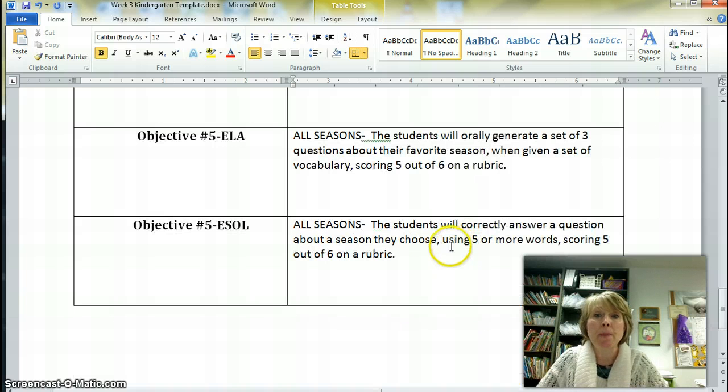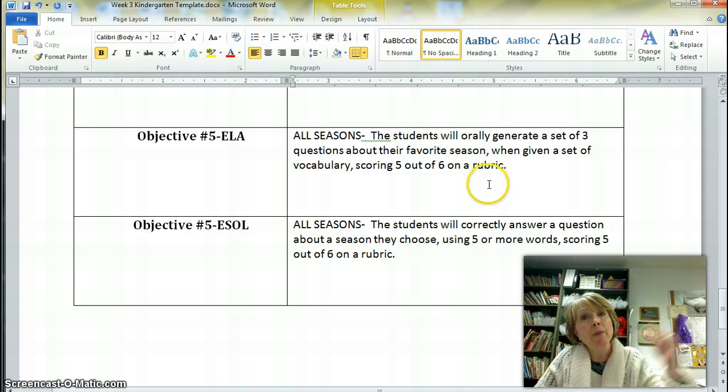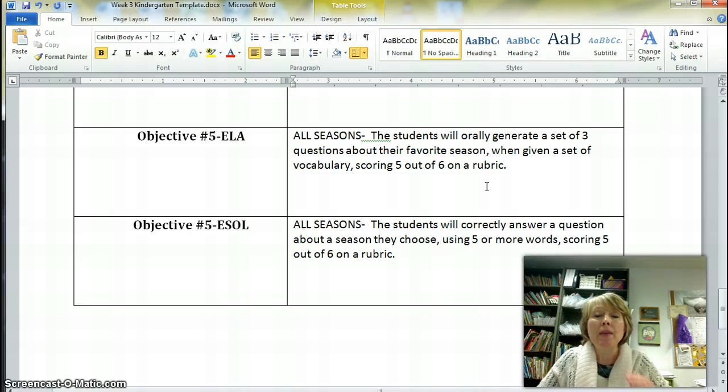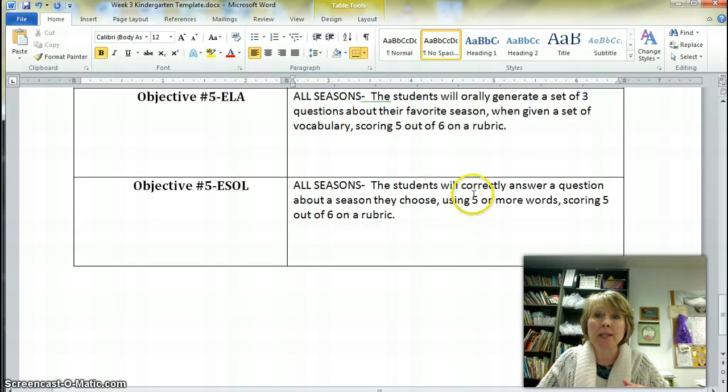And the last one being all seasons. This should be one of the higher level skills. The students will orally generate a set of 3 questions about their favorite season when given a set of vocabulary, scoring 5 out of 6 on a rubric. So they will select their favorite season, choose the vocabulary from the previous weeks that we have built on each season, and then they will generate 3 questions about their favorite season.